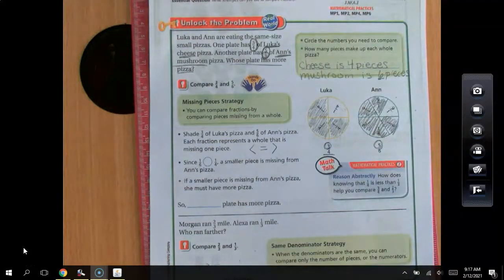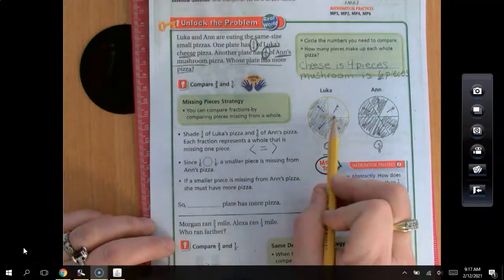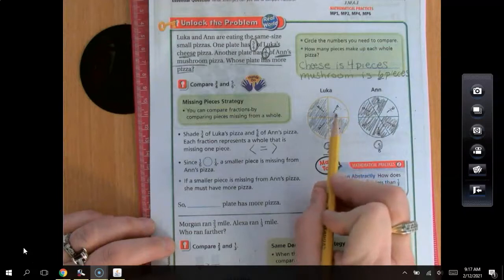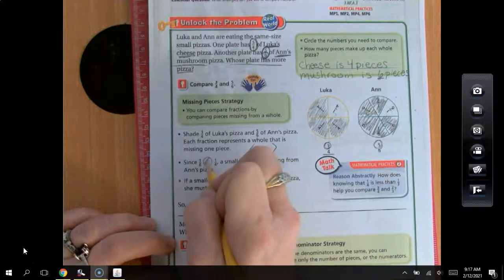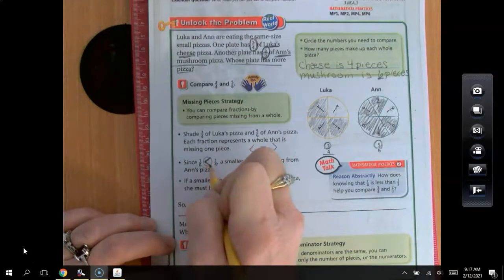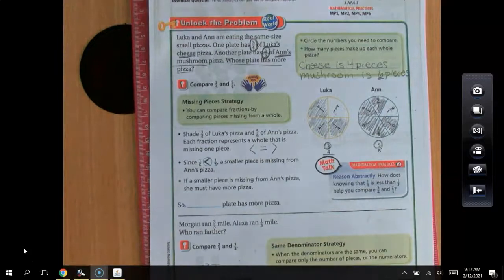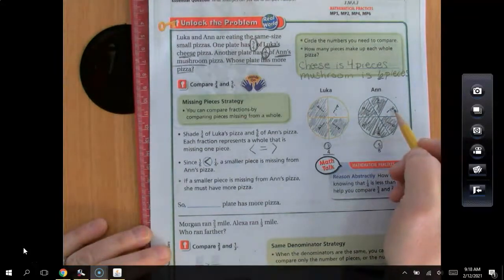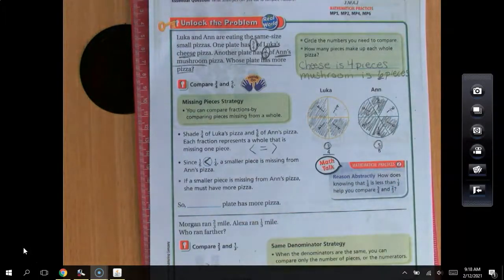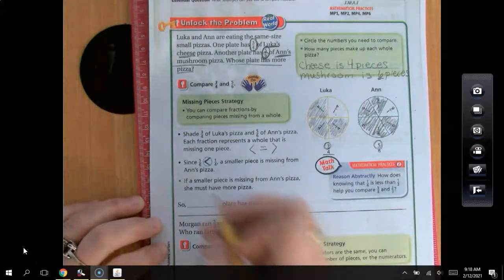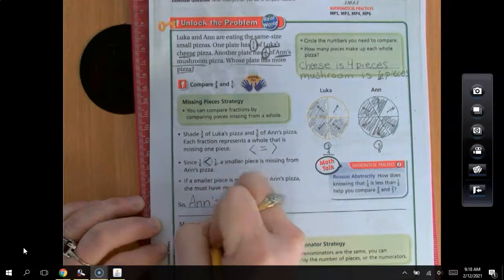So looking at my picture, what would be the bigger fraction? Exactly, 1/4. My 1/4 piece is bigger than my 1/6 piece. So my alligator is going to eat the 1/4 piece. So if a smaller piece is missing from Anne's pizza, she must have more pizza. So whose plate has more pizza? Anne's. So go ahead and write Anne's.